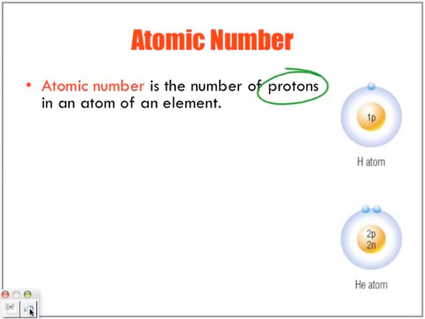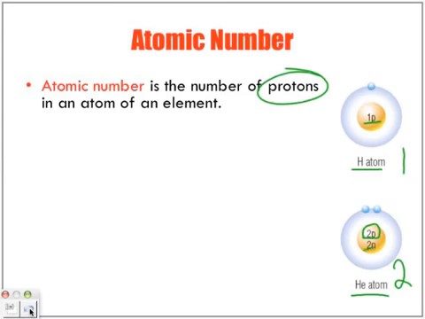If you look at the periodic table, the hydrogen atom has the atomic number 1, which means it has 1 proton. Helium, the other atom, has an atomic number of 2. That means it has 2 protons. Don't worry about this number right now.